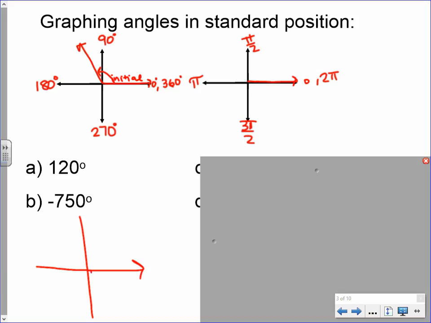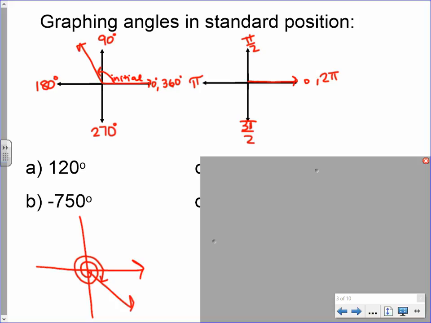So if we rotate all the way around, here is negative 360, right? If we rotate another 360 degrees, how many is that? 720. So then we would just need negative 30 degrees more to get our negative 750 degrees. Okay, so we can see that we rotated twice in the negative direction and then another negative 30 degrees more. Okay.